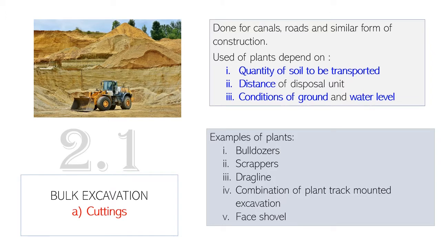First operation for bulk excavation is cuttings, commonly done for the construction of canals and roads. The selection of plants always depends on the quantity of soil to be transported, the distance of disposal unit of soil, condition of ground and water level, and these are the examples of plant used.